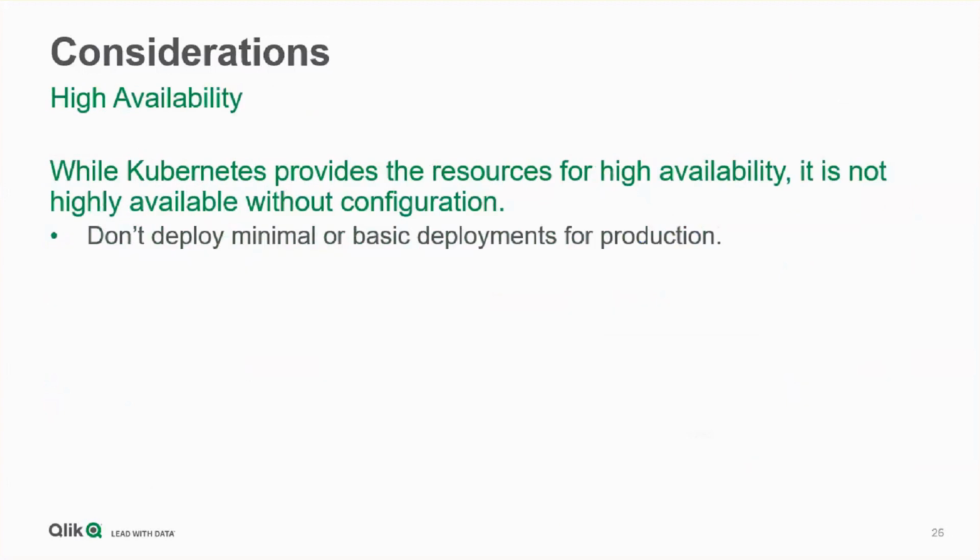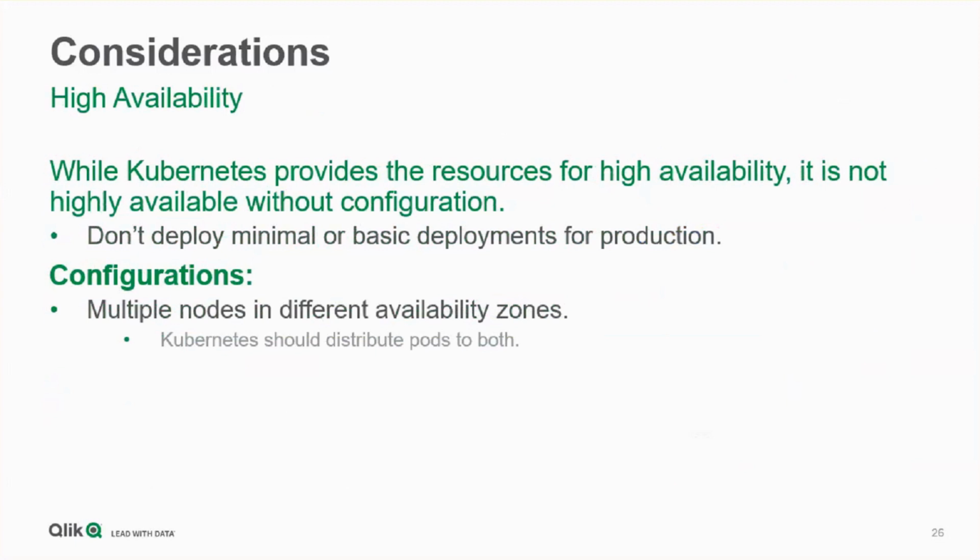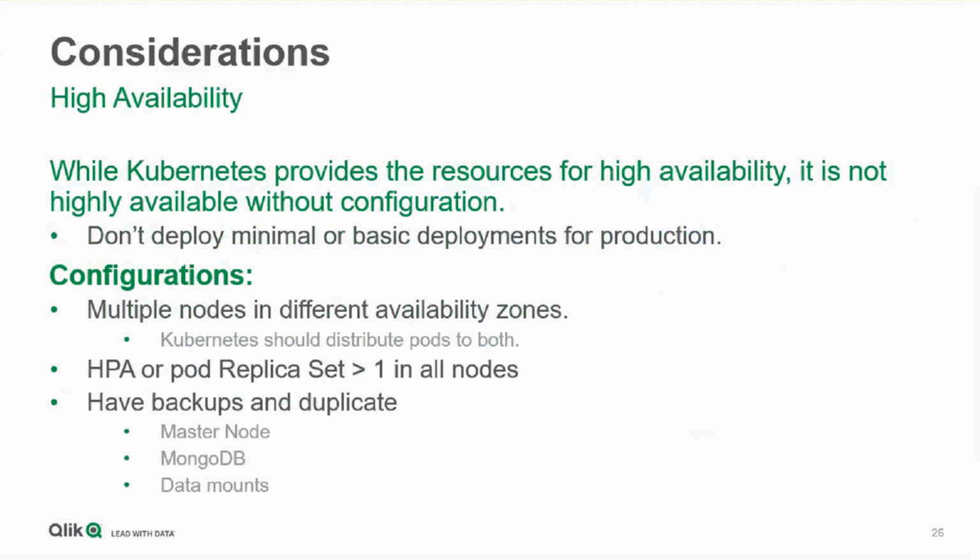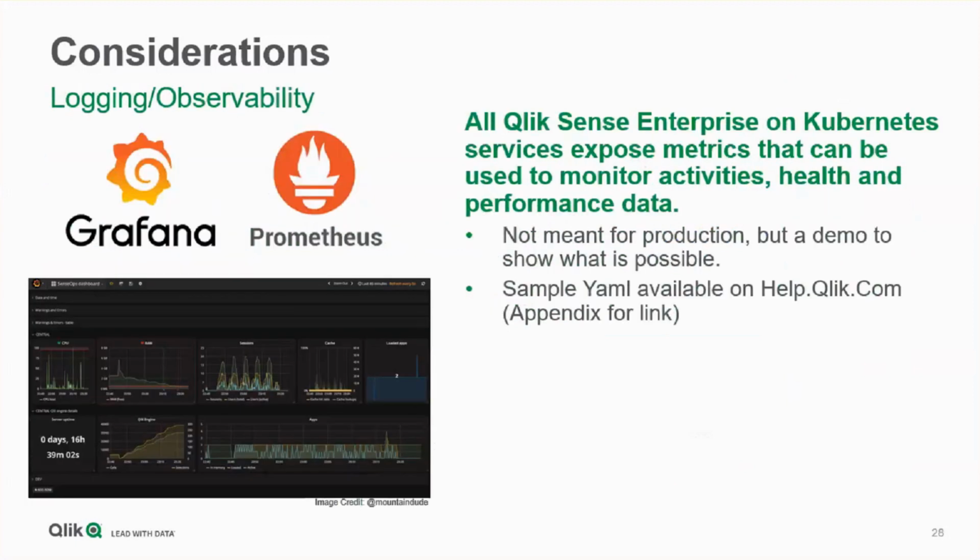While Kubernetes provides the resources for high availability, it's not highly available without configuration. So you're not going to want to set up a one node cluster or a Minikube cluster for production. Some of the ways that you can consider making your system highly available are making sure that you have multiple nodes in different availability zones, right? Kubernetes can be configured to distribute pods between those environments. You want a horizontal pod autoscaler, or at least a pod replica set greater than one. And then you want to have backups and duplicates of mission critical services.